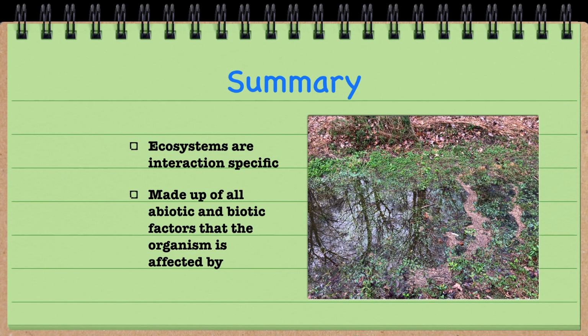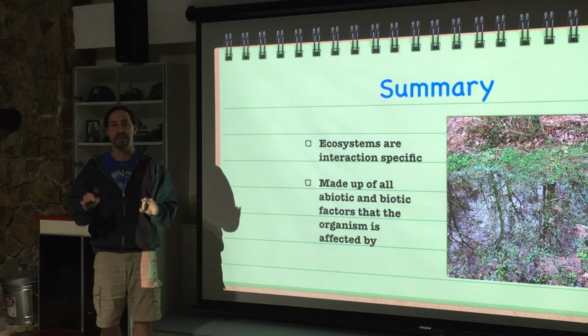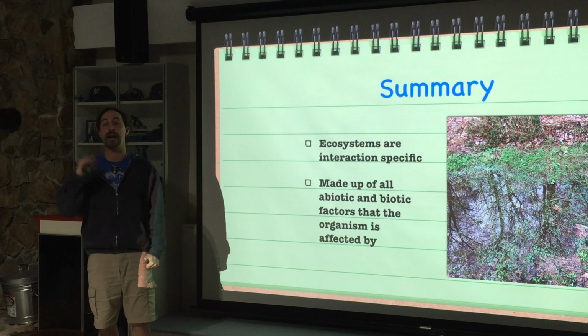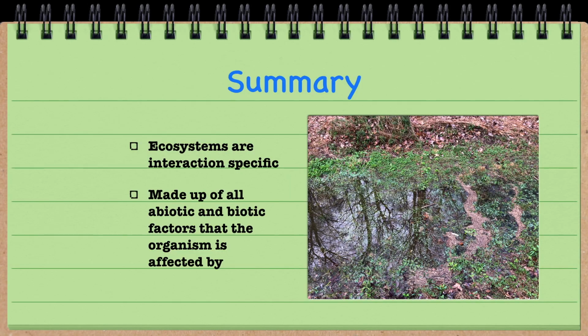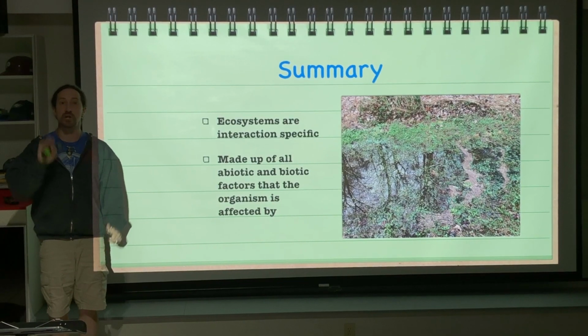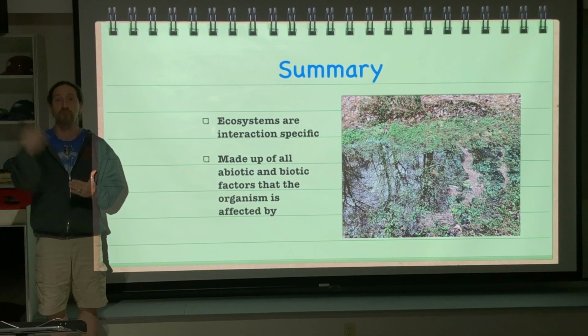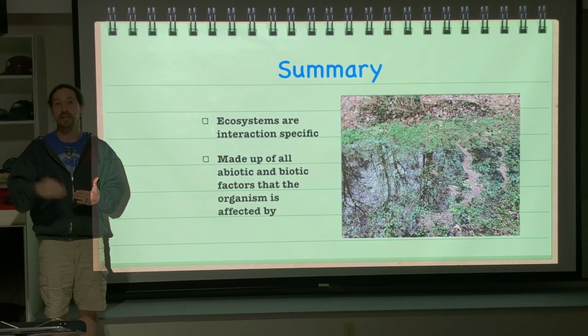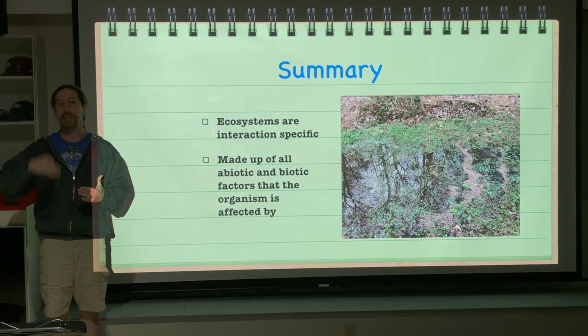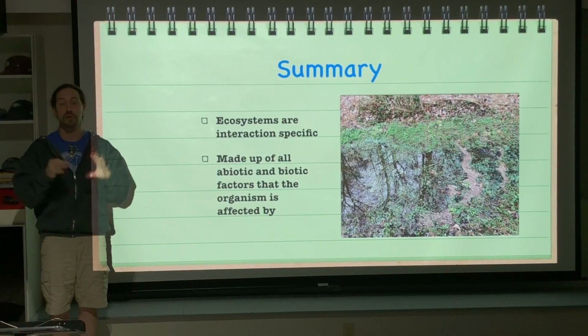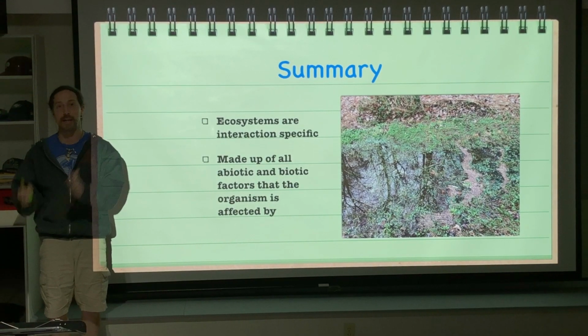So in summary, ecosystems are interaction specific. The organisms must be interacting with both the biotic and the abiotic factors. If there's no interaction, then they are not part of the same system, and thus they are not part of the same ecosystem. Now, that doesn't mean that the interaction has to be a direct interaction. It doesn't mean that the tree has to specifically provide something directly to the deer. But if the tree impacts another organism, which impacts the deer, they are part of the same ecosystem. So we must remember, this doesn't have to be a direct interaction.